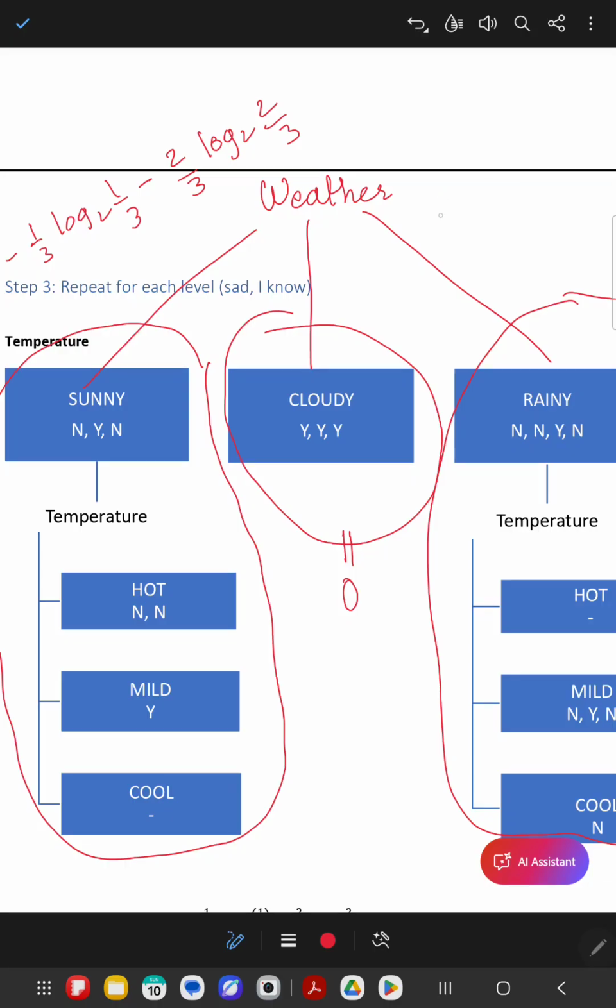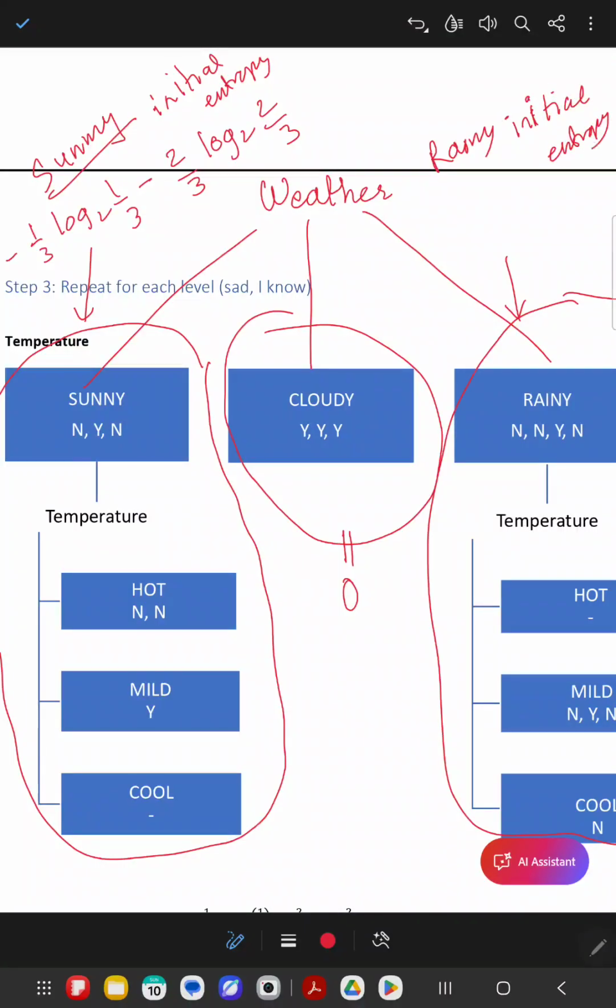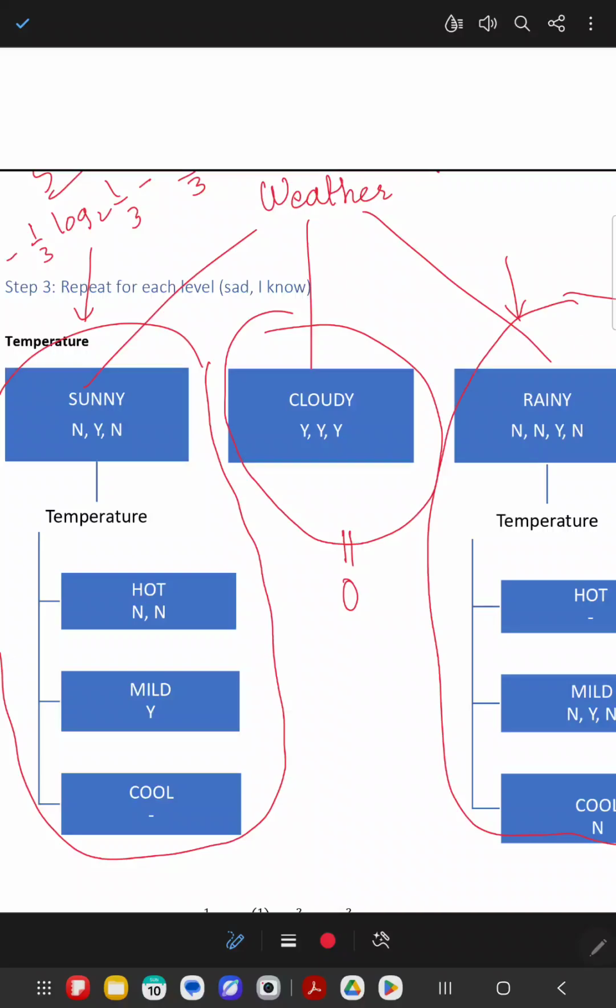Similarly for rainy. This was for sunny, this is the initial entropy of the data set for sunny. Then for rainy, the initial entropy will be 1 by 4 times log to the base 2 of 1 by 4, plus 3 by 4 times log to the base 2 of 3 by 4. This will be the initial entropy for rainy.